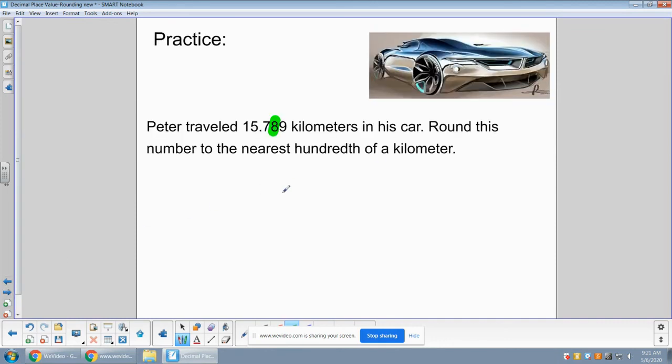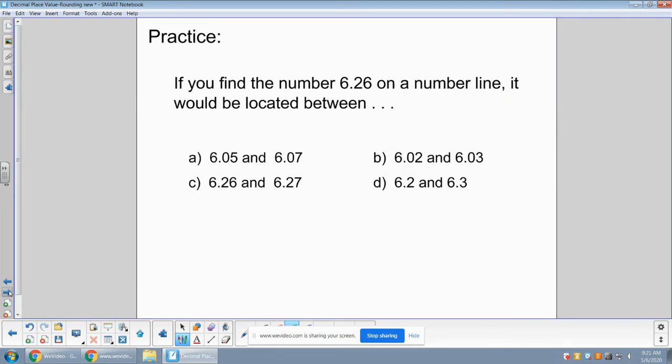All right, let's just do one real-world problem here. Peter traveled 15.789 kilometers in his car. Round this number to the nearest hundredth of a kilometer. Well, that 8 is in the hundredths column. There's a number that's 5 or bigger to the right of it, so that 8 is going to become a 9. So we'll end up with 15.79 kilometers. And it's important if we're doing a problem like this to make sure you include the units. All right, 1 or 2 more examples.